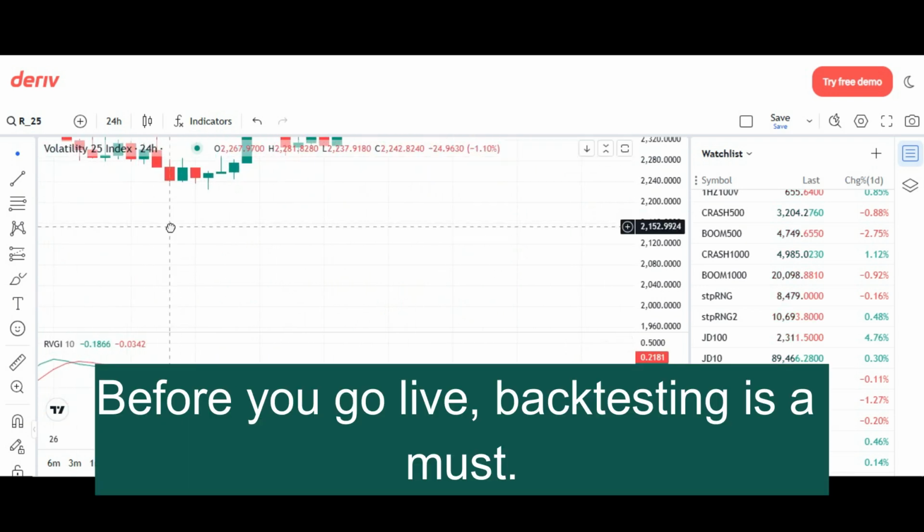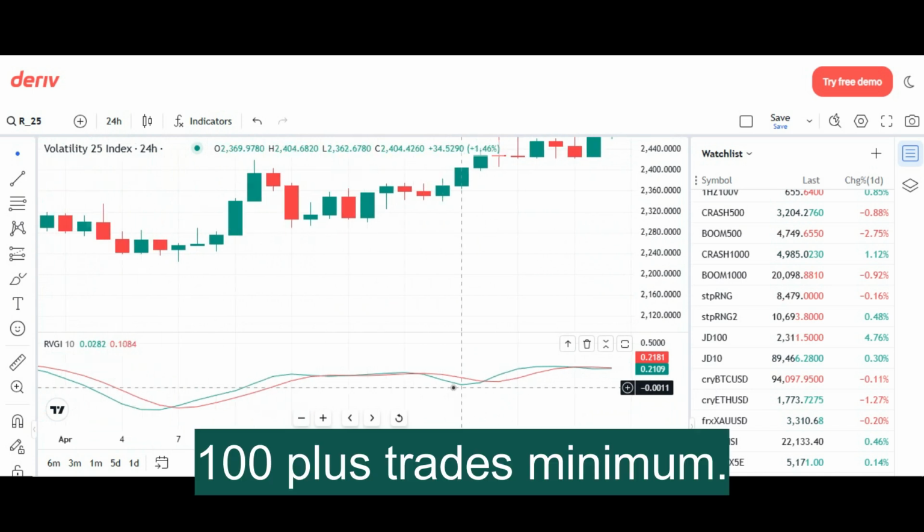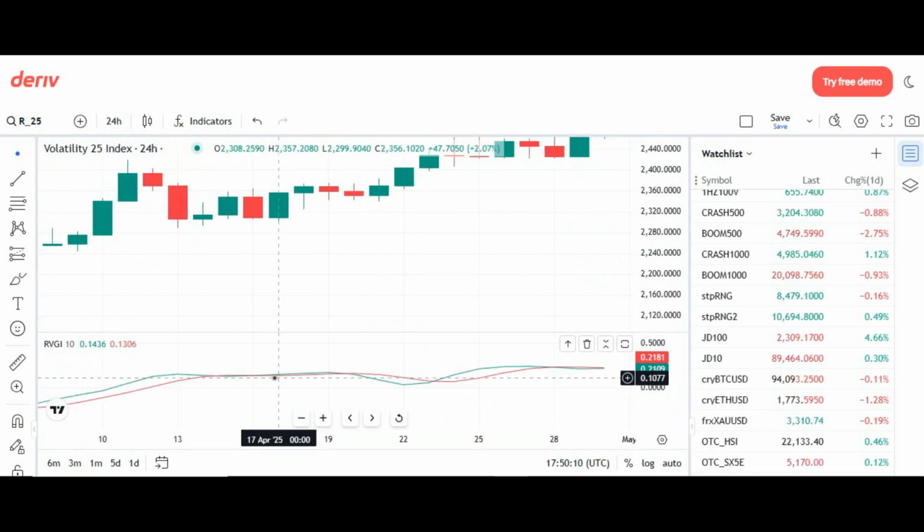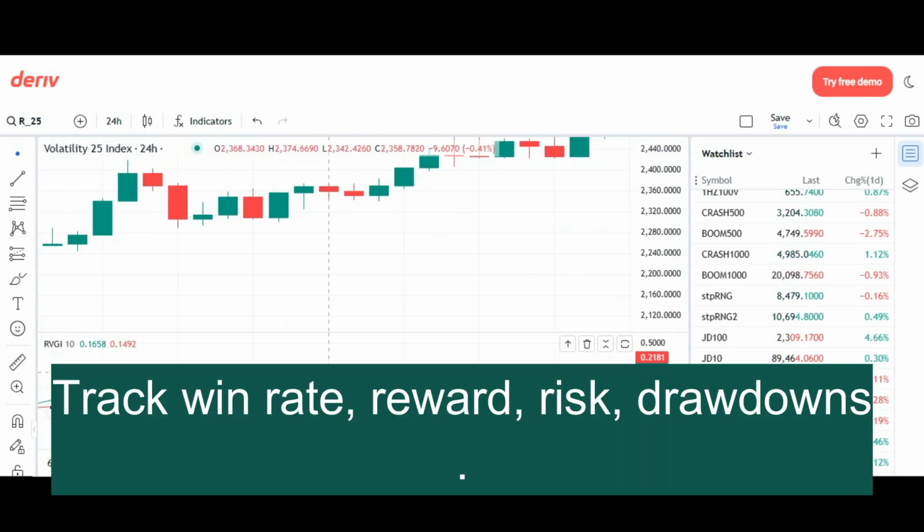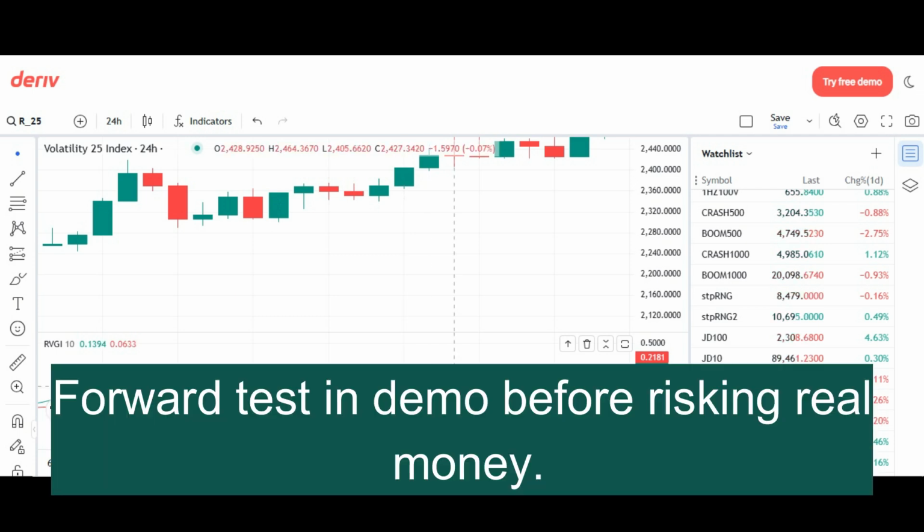Before you go live, backtesting is a must. 100+ trades minimum. Track win rate, reward, risk, drawdowns. Forward test in demo before risking real money.